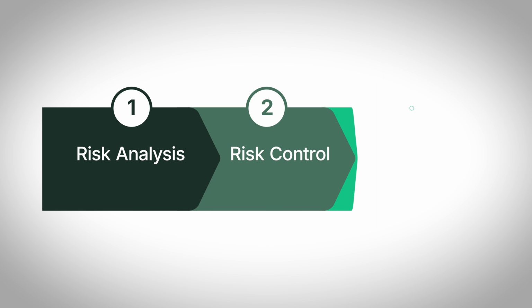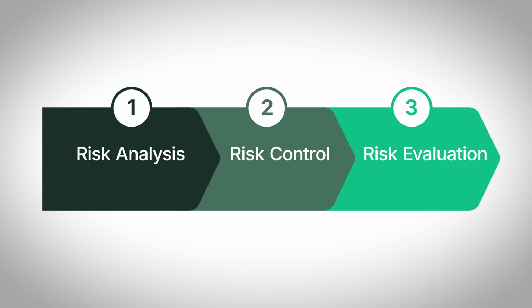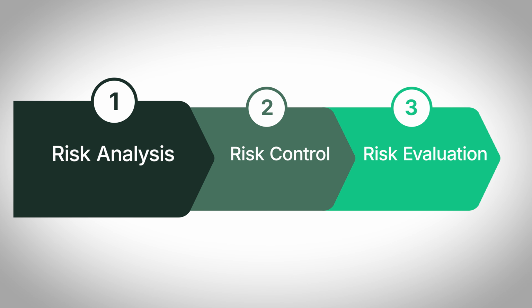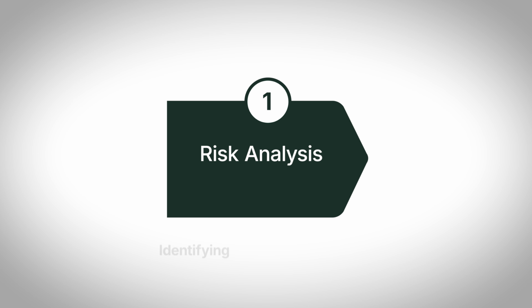Now, there are three core stages in clinical risk management for AI: risk analysis, risk control, and risk evaluation. Let's break those down. Step 1, risk analysis. This is all about identifying what could go wrong, and there's two questions that will help you.